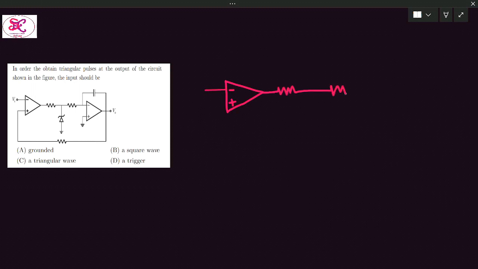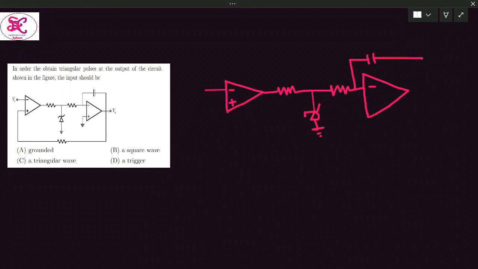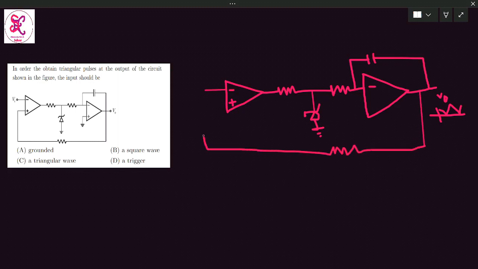Two resistors are here, and this is a Zener diode connecting it to ground. Then the input to the second operational amplifier is applied to the inverting terminal, with a feedback capacitor. The output voltage nature is given here, and it is a triangular wave. The same output voltage is applied through the resistor to the non-inverting terminal of the comparator, and we have to find out this input voltage, say Vi. And the positive terminal of the second op amp is connected to the ground.